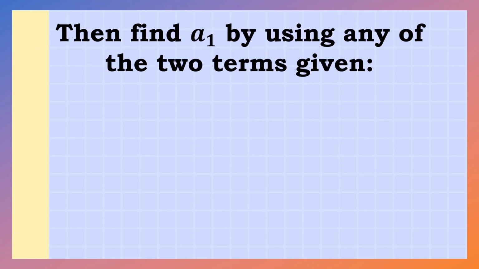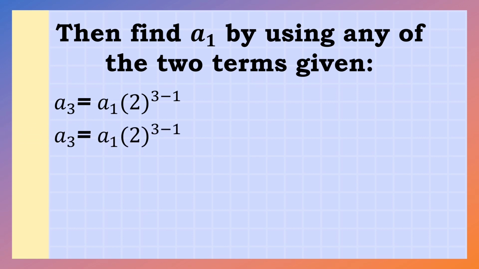Then, find a sub 1 by using any of the two terms given. Here, I will use a sub 3. And we have a sub 3 equals a sub 1 times r, which is 2, raised to 3 minus 1. A sub 3 is 8, so 8 equals a sub 1. Then, 2 raised to 3 minus 1 is 2 raised to 2, and that is 2 times 2. The answer is 4. So we have 8 equals a sub 1 times 4. 4 a sub 1 is equal to 8. Dividing both sides by 4, a sub 1 is equal to 2.